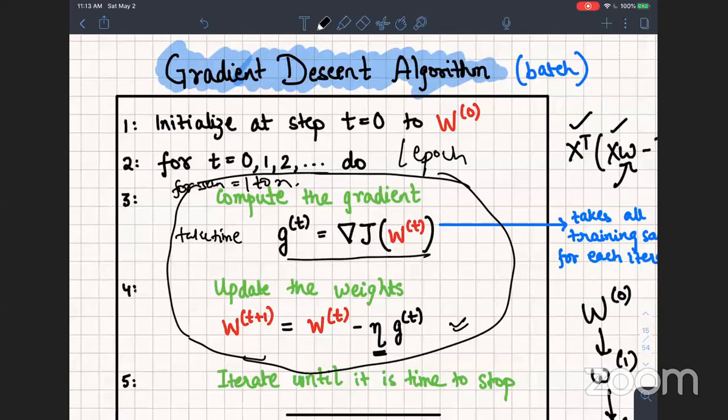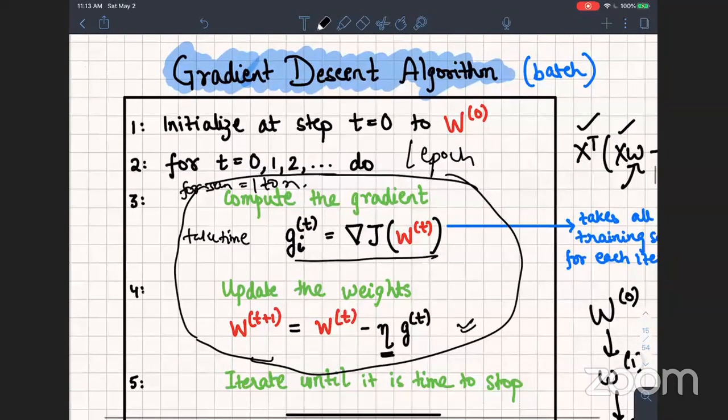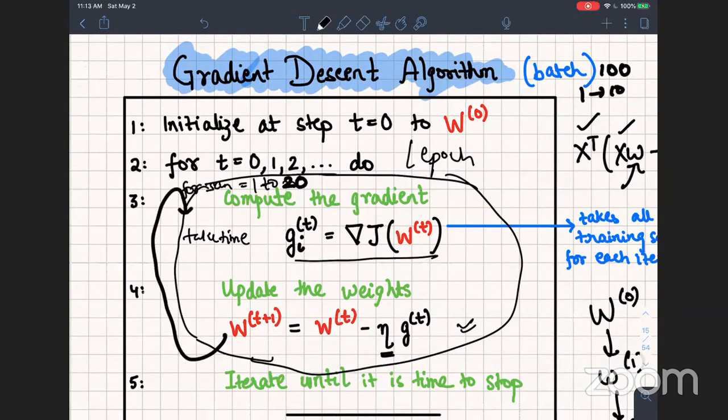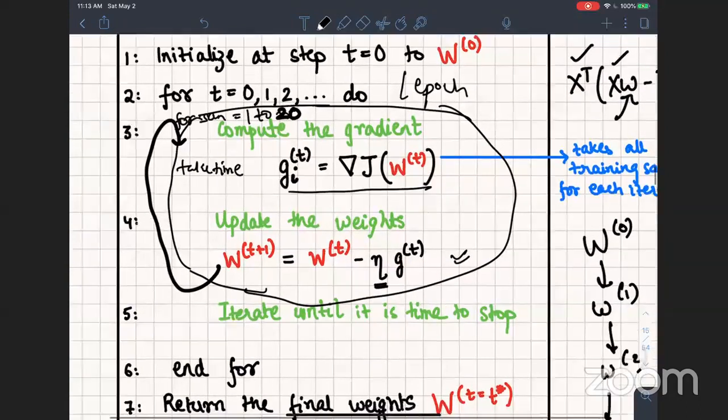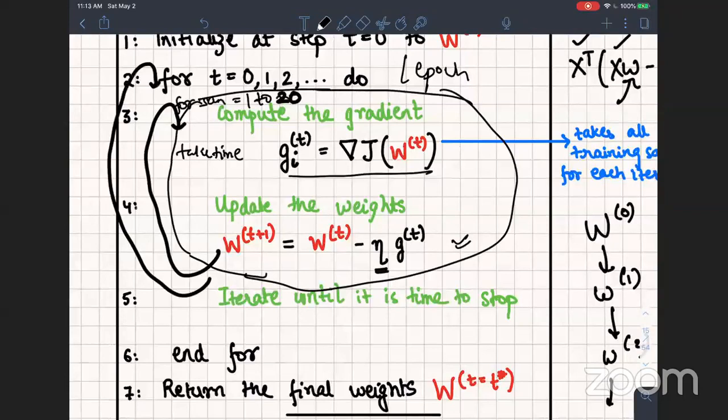In stochastic, this delta GT was basically GI for every sample, and it was for all the N samples, one after the other. But in mini batch, suppose you have 100 points. Rather than going from 1 to 100, you take a randomly chosen batch of 20. So my mini batch size is 20, and I'm doing 1 to 20. Those 20 samples can be any random 20 samples. After you have done this 1 to 20, you freeze those 20 samples until you reach this step. When you go for the next epoch, when t is equal to 1, you don't have the guarantee that you're going to have the same 20 random samples, because you have to randomize the data set again and take a new random 20.